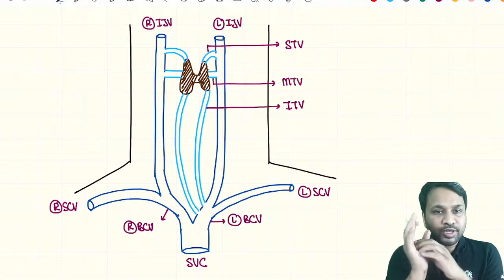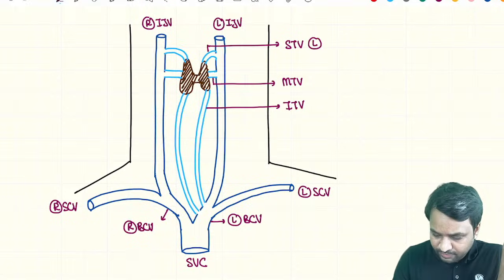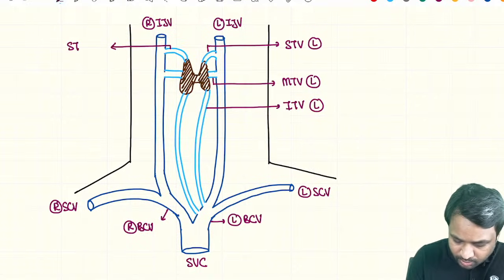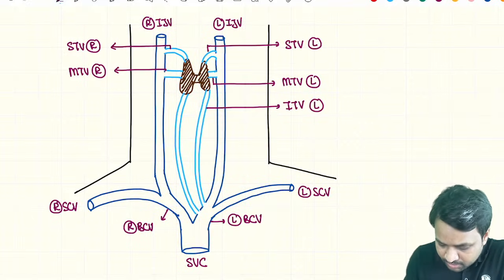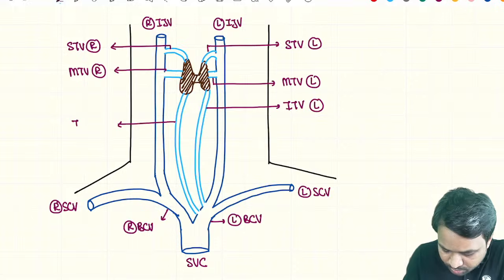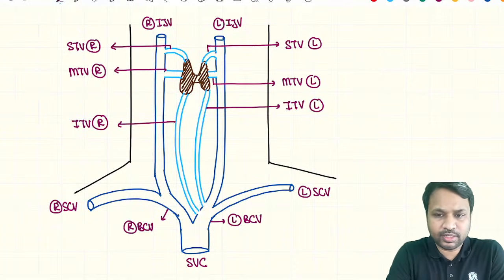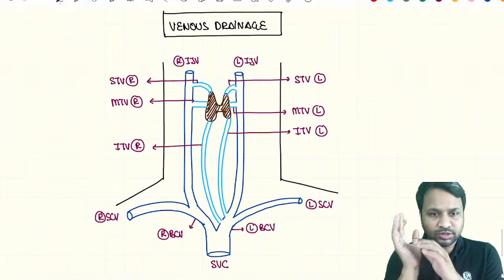Okay. So you need to understand the corresponding side. This is the superior thyroid vein which is on the left side. This is the middle thyroid vein which is on the left side. Inferior thyroid vein on the left side. Same thing if you continue on the other side. This is the superior thyroid vein on the right side. This happens to be the middle thyroid vein on the right side, and this is the inferior thyroid vein on the right side, right? So these are the components which are going to drain the thyroid gland.